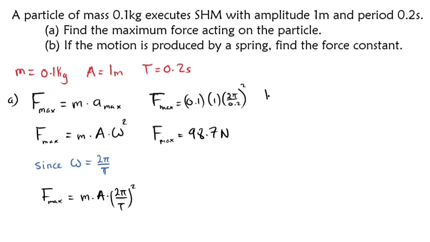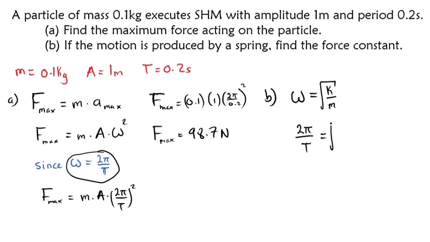Part B says if the motion is produced by a spring, find the spring constant. That's easy. For part B, we know that omega is equal to the square root of k over m. We have the mass and we can easily obtain the omega. So omega, like we did here, is 2 pi over T. This is equal to the square root of k over m. If I square both sides, I'll get 2 pi over period 0.2, squared, equal to k over m.